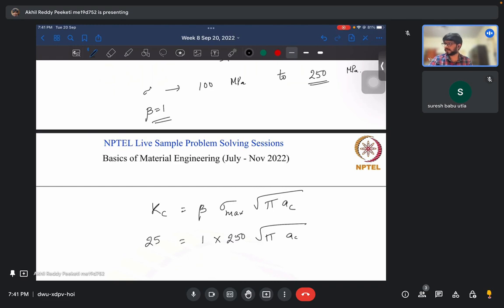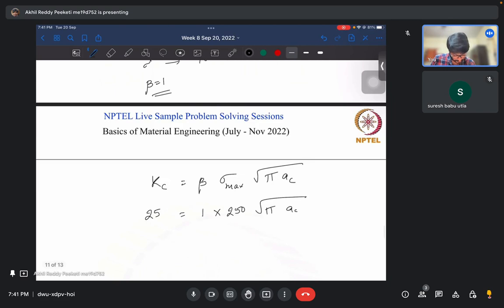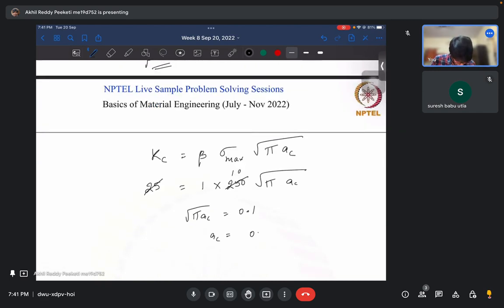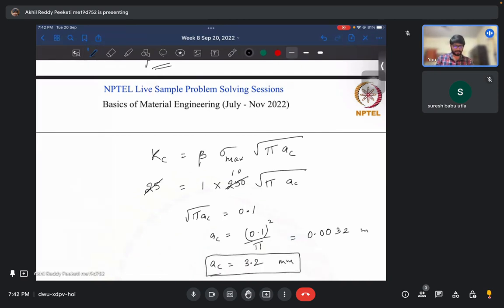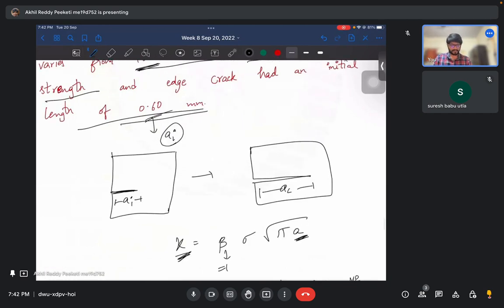Now let's calculate this value. 25 by 250, so this is 0.1. So root pi a_c is 0.1, so a_c is equal to 0.1 squared by pi. Let me calculate this: 0.01 by pi, so 0.0032 meters, which is 3.2 mm. So the final crack length is 3.2 mm and the initial crack length is 0.6 mm.